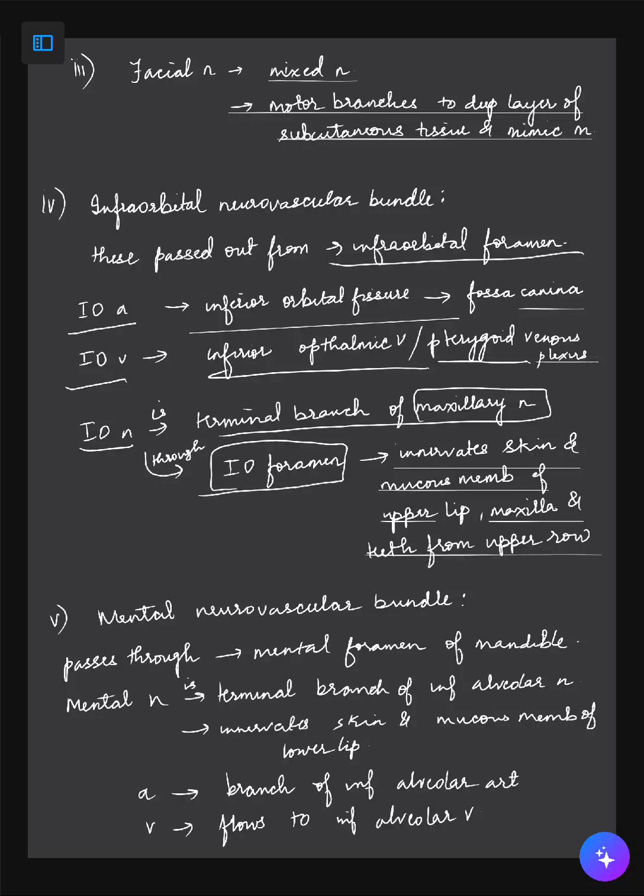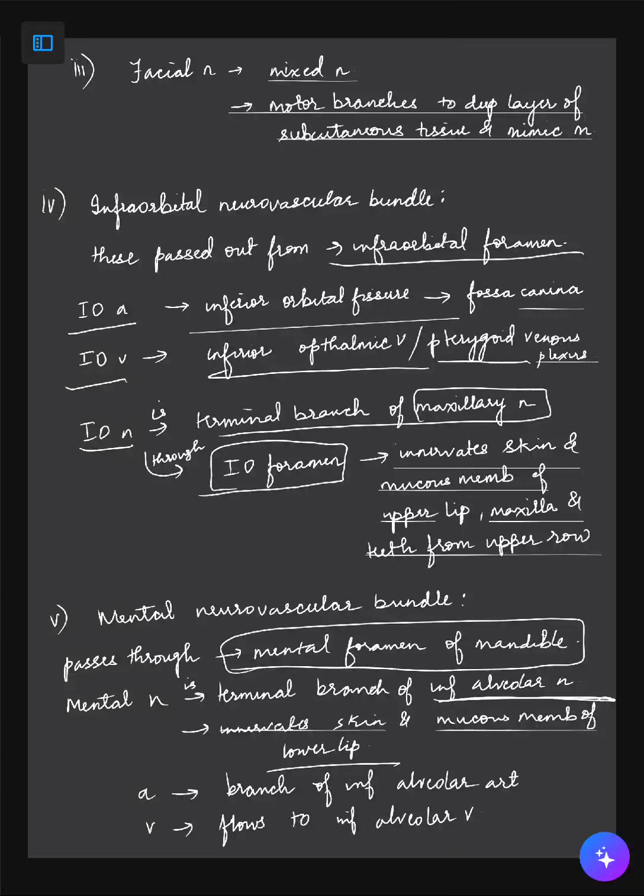Now next is the mental neurovascular bundle. This mental neurovascular bundle passes through the mental foramen of the mandible, and the mental nerve is a terminal branch of the inferior alveolar nerve. This inferior alveolar nerve comes from the mandibular nerve of the trigeminal nerve. This mental nerve innervates the skin and mucous membrane of the lower lip. Now the mental artery is a branch of the inferior alveolar artery, and the vein flows to the inferior alveolar vein.